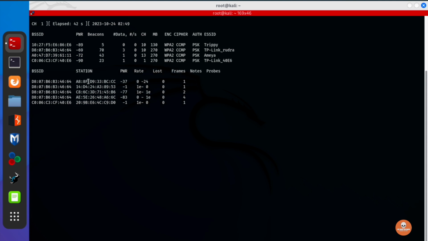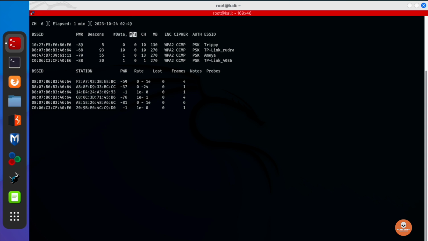The collected data includes BSSID. This is the MAC address of the target wireless network, identifying the network uniquely. PWR, a representation of the signal strength or power of the network. A higher value indicates a stronger signal. Beacons, the number of beacon messages sent by the router to indicate its presence in the network, acting like a heartbeat. #Data, the count of data packets or data frames transferred within the network.